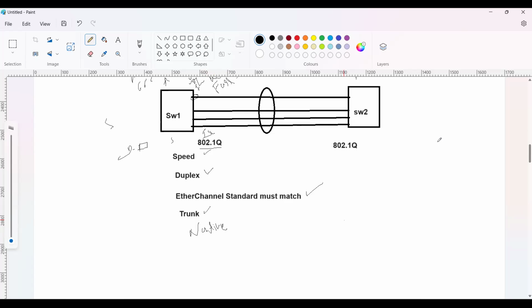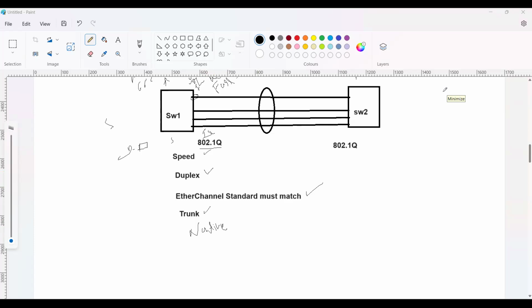Any doubts, guys? This is the requirement of EtherChannel. Anyone? For duplex, how is it going to match? Like you said, half duplex and full duplex.